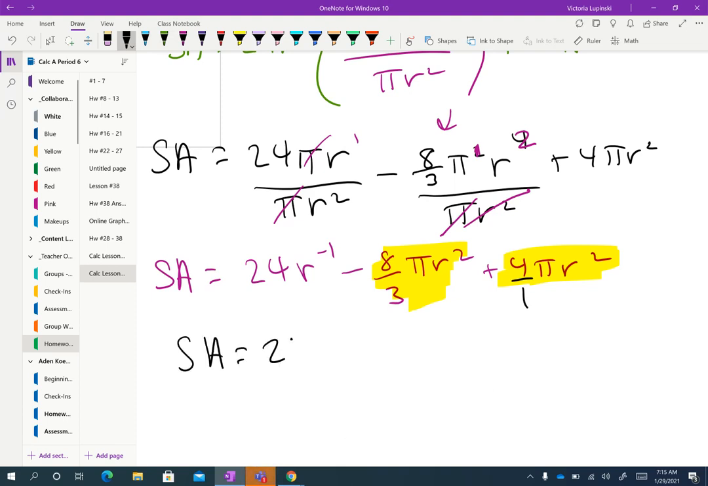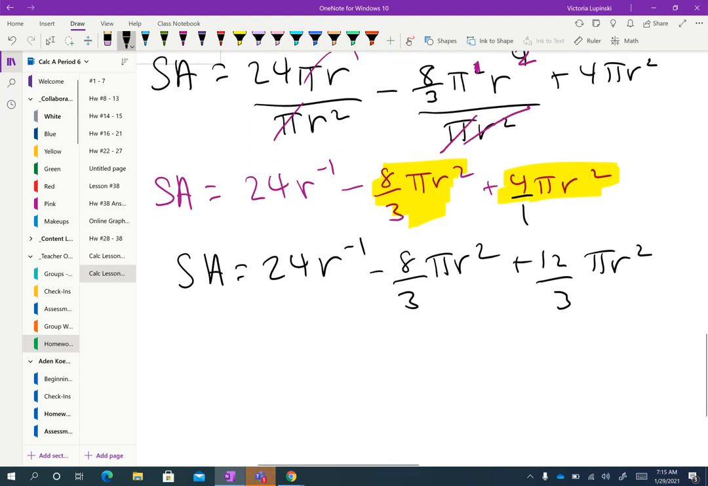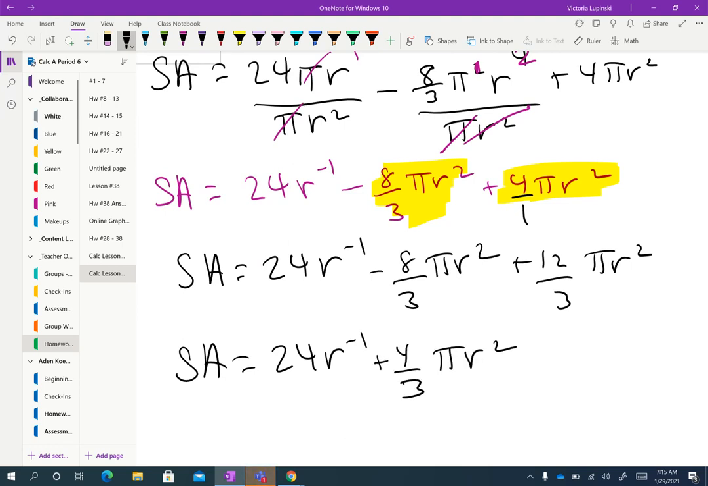So the surface area is equal to 24 r to the -1 minus 8/3 pi r squared plus 12/3 pi r squared. And again, that's what I got by just taking 4 and rewriting it as 12 over 3. So the surface area is equal to 24 r to the -1, -8/3 plus 12/3 would give me a positive 4/3 pi r squared. Let me just double check and make sure that that is all correct. Yep, looks good.